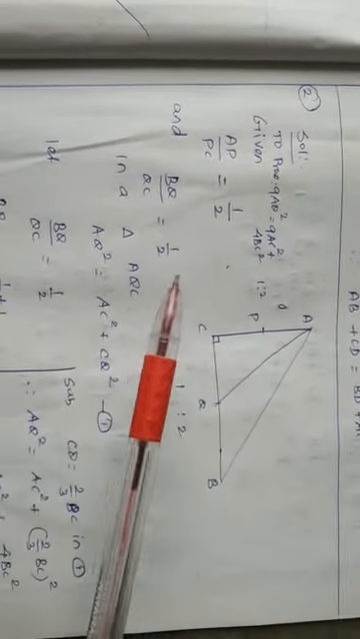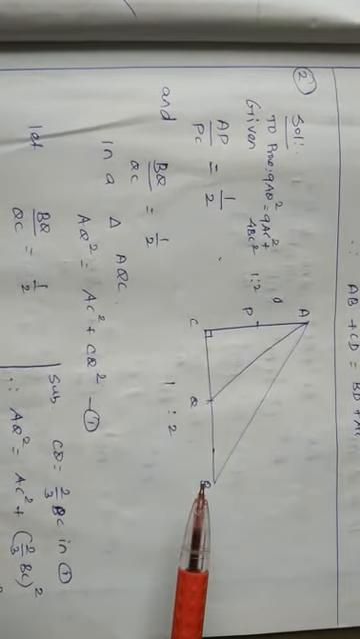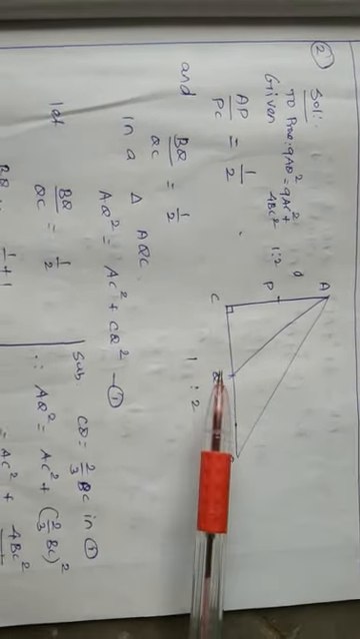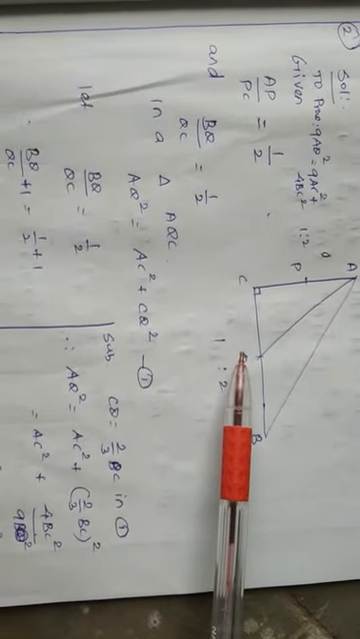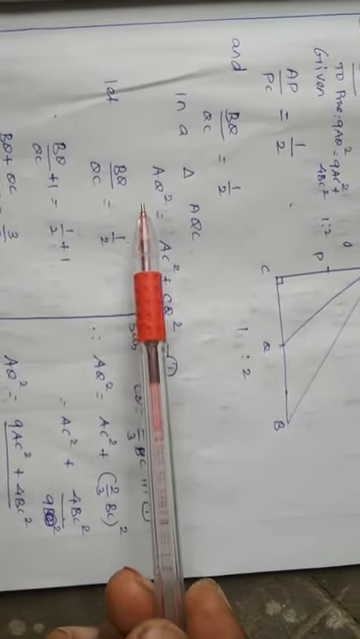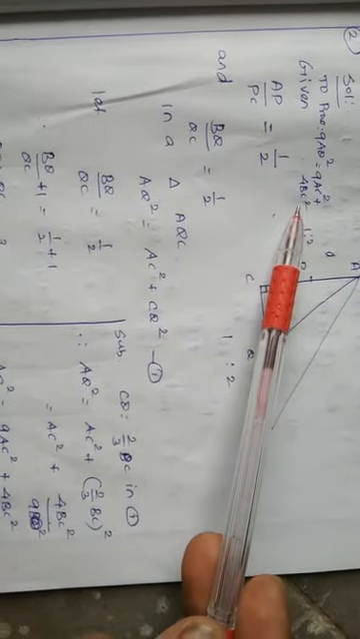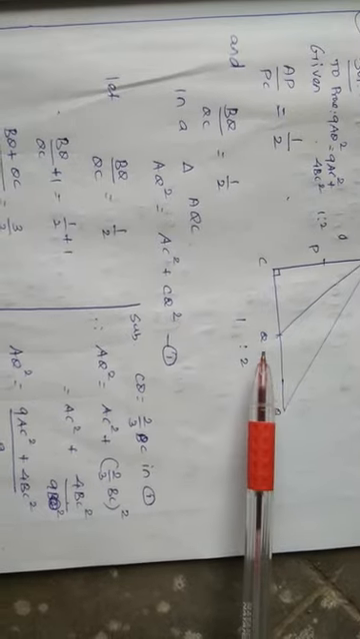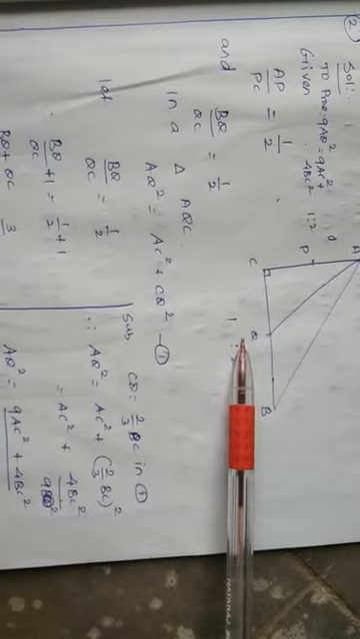For that we can write the ratios given: AP by BC equals 1 by 2, BQ by QC, that is CQ, equals 1 by 2. In triangle AQC, AQ squared equals AC squared plus CQ squared. So now AQ squared okay, AC squared okay, but instead of CQ squared we need BC squared. So we need CQ in the form of BC. How is it possible? You already studied CQ plus QB equals BC.